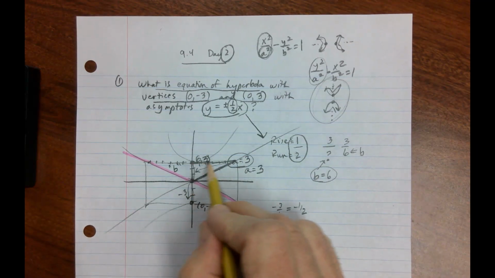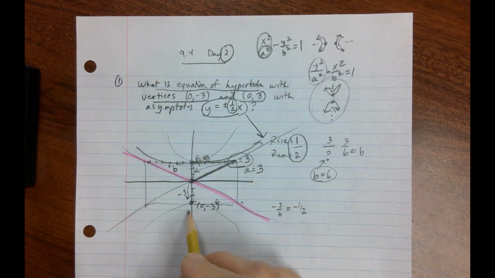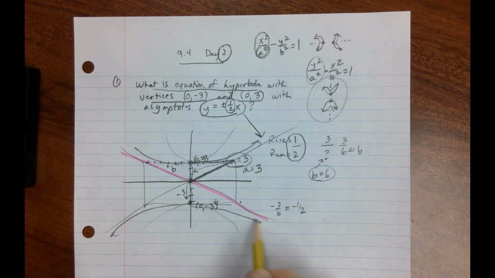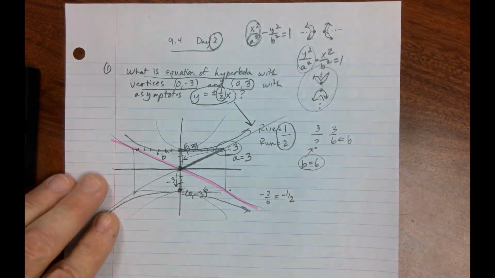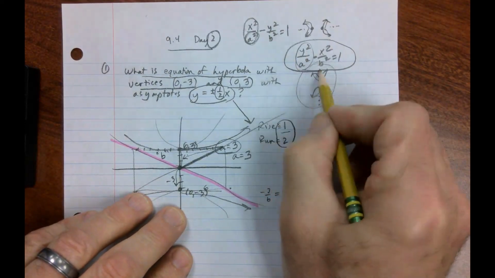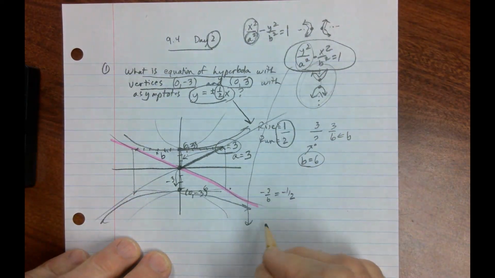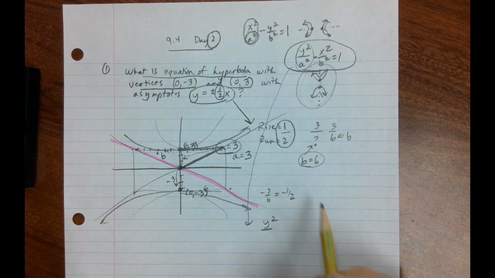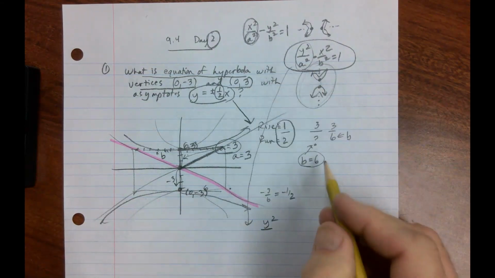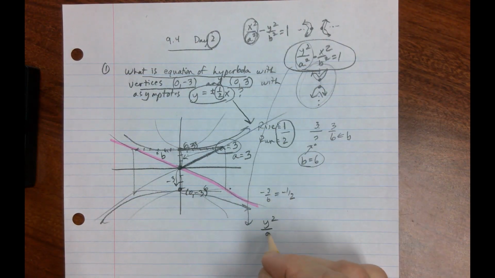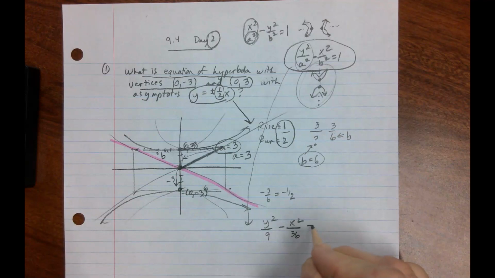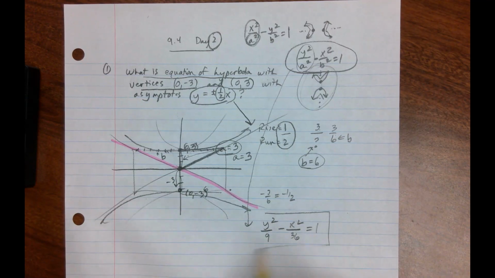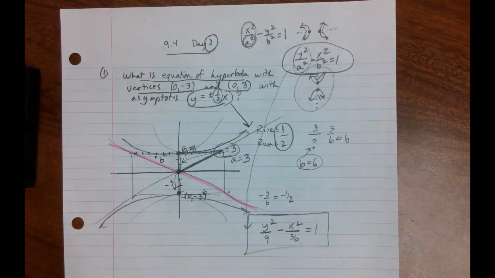And it would look like this, which tells us it comes from this formula right here. So we're going to put things where they belong. So it's y squared over a squared, and we know that a is 3, so that'd be 9, minus x squared over b squared, and if b is 6, then we can make that 36, and that equals 1. And we're done. Those are tricky.